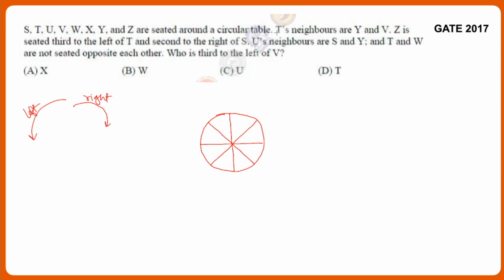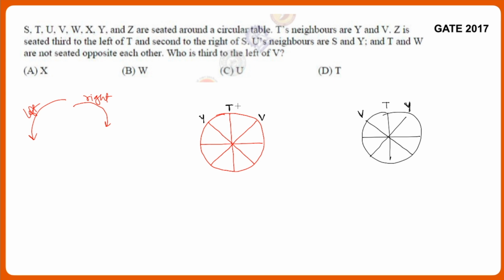Now let's try to do it. It says that T's neighbors are Y and V. So let's say T is sitting here, right? So his neighbors are Y and V. So Y can be here and V can be here. Alternatively, there is one more possibility. Let me just quickly make it. So if I have again the same circular table with the same 8 positions to sit, I can make my T sit here and Y and V in the reverse position. Why am I doing so? Because both are possibilities, right?